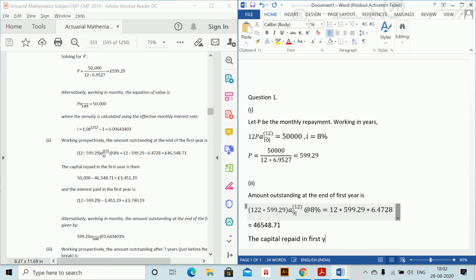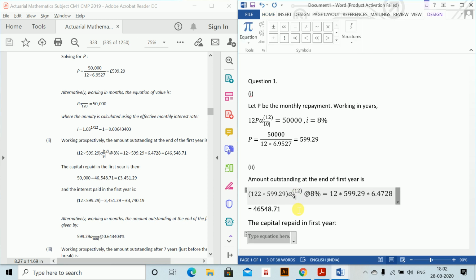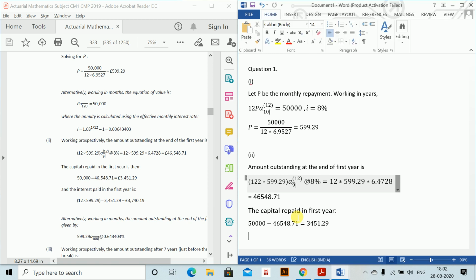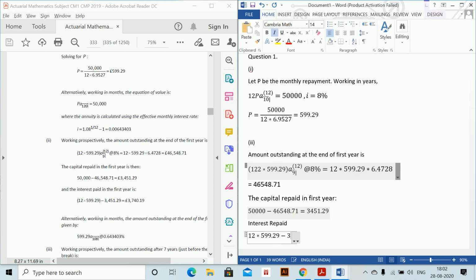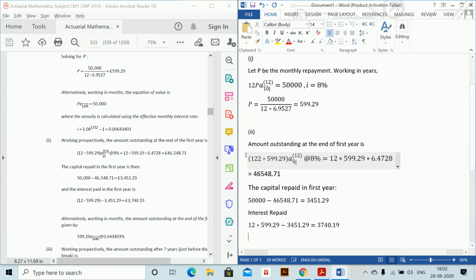Okay, therefore capital repaid in the first year is equal to 50,000 minus 46548.71, which is equal to 3451.29, and interest repaid in the first year is equal to 12 into 599.29 minus 3451.29, which is equal to 3740.19. Okay, so this is the interest repaid in the first year.